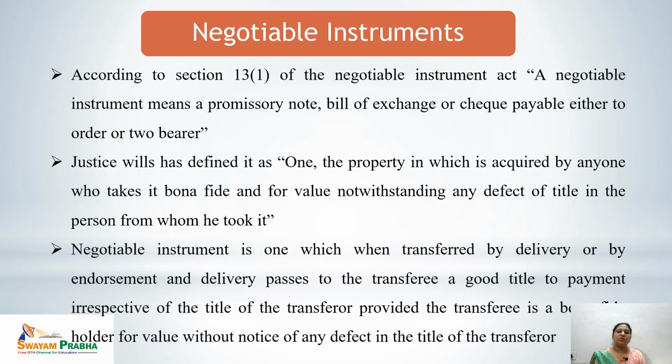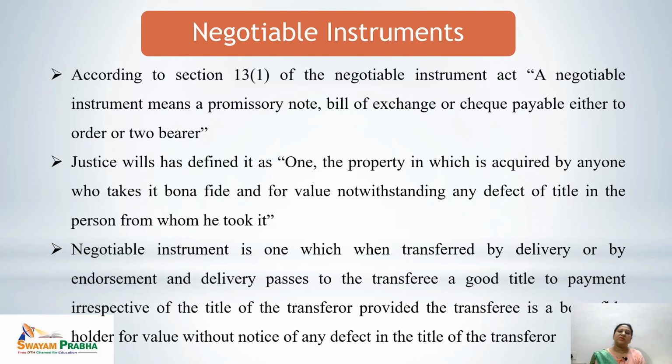So first of all, let's know what is the meaning of the negotiable instrument. Section 13 subsection 1 of Negotiable Instrument Act 1881 explains negotiable instrument as: a negotiable instrument means a promissory note, bill of exchange, or check payable either to order or to bearer. Justice Wills has also explained it as: one the property in which is acquired by anyone who takes it bona fide and for value, notwithstanding any defect of title in the person from whom he took it.